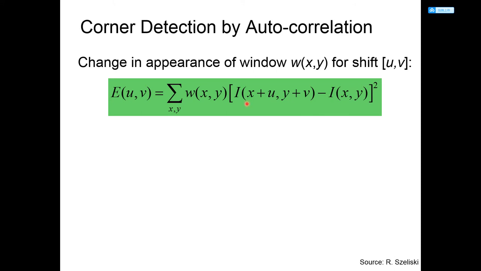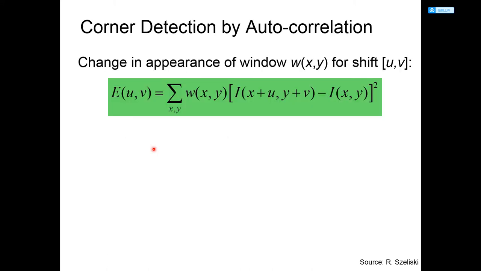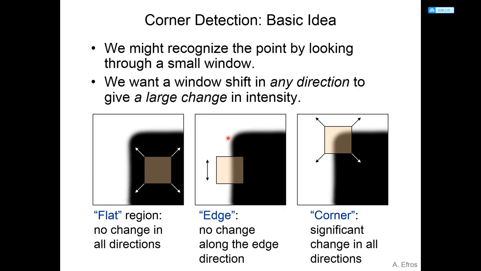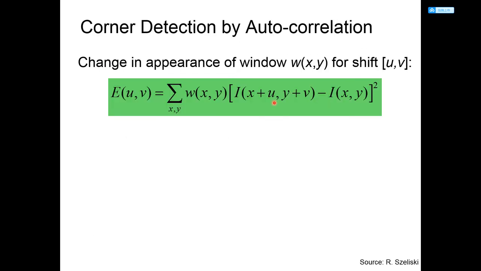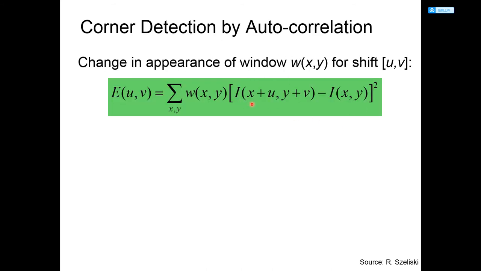If the place is flat, then no matter how I shift it, assuming U and V are small, this value would be basically equal to zero. Or if you think of edges, say it's a vertical edge like this one here, then if I shift along the vertical axis, setting U to zero and just shifting along V, again this value will be equal to zero. Only when you are near a corner like here, no matter whether you shift U or V or a combination of them, will you have a non-zero value.